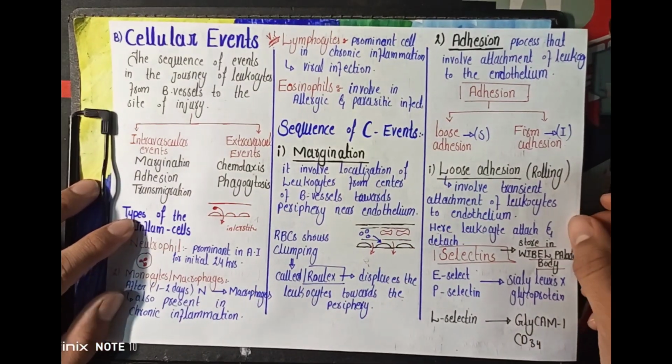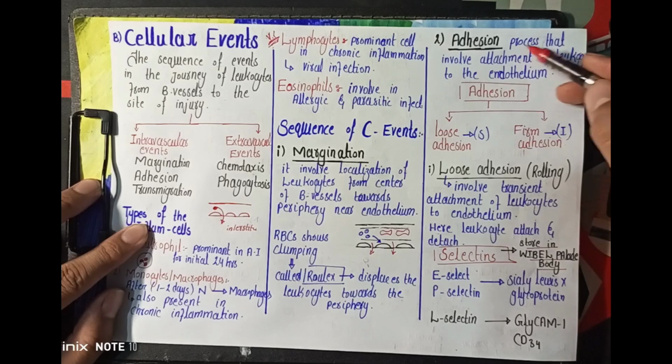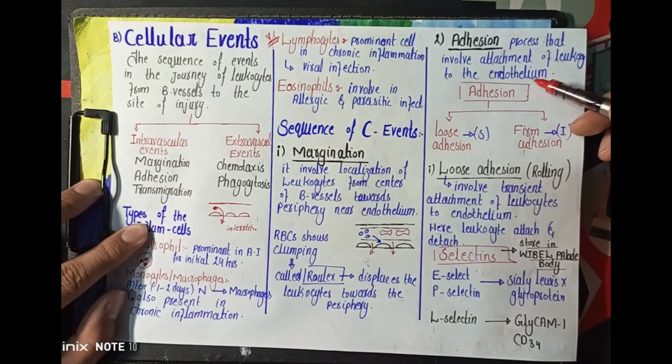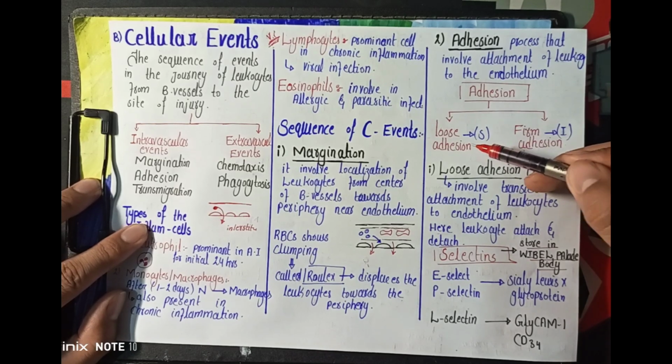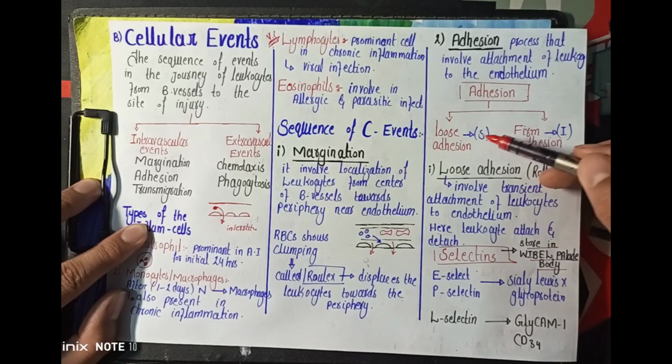दूसरा हमारे साथ है adhesion. So adhesion is the process that involves the attachment of the leukocyte with the endothelial cell and the adhesion may be the loose adhesion, which is also known as the rolling, and the loose adhesion occurs with the help of selectin molecules, and the second is the firm adhesion, which occurs with the help of integrin proteins.